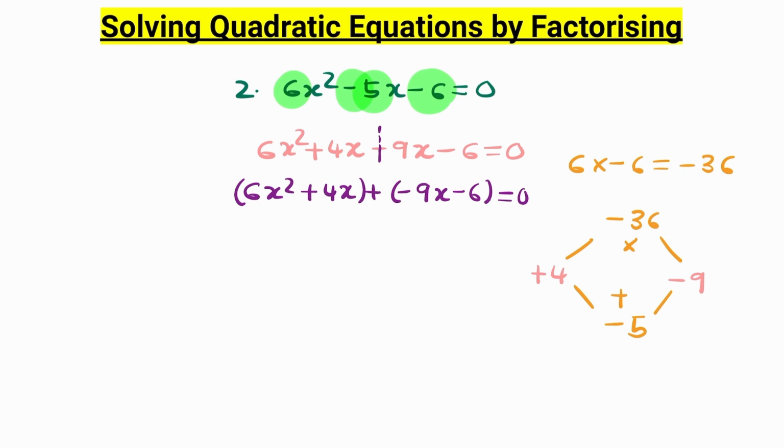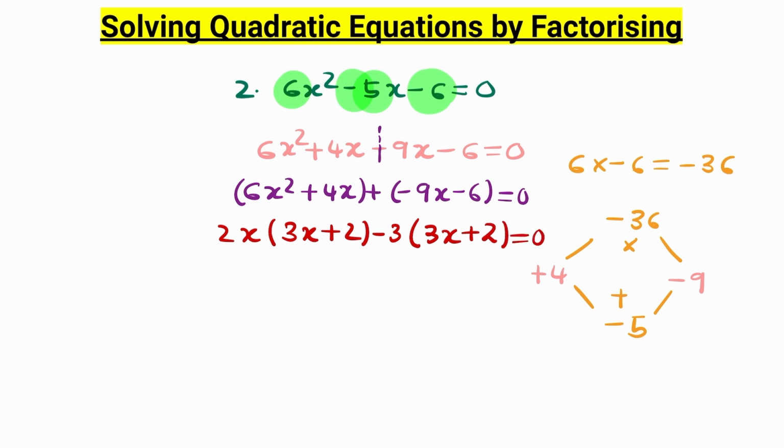We can factorize the first set of brackets here. What is common? The common factor is 2x. What is remaining within the bracket? 6x squared divided by 2x is 3x, plus 4x divided by 2x is 2. Now we should equate what's within the second set of brackets to 3x plus 2. How can we do that? We can take minus 3 out of the brackets. So what will be remaining inside the brackets here? Minus 9x divided by minus 3 is equal to 3x. Minus 6 divided by minus 3 is equal to plus 2 equal to 0.